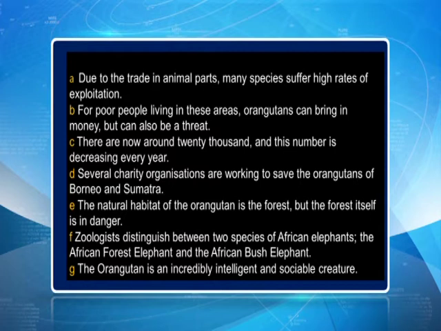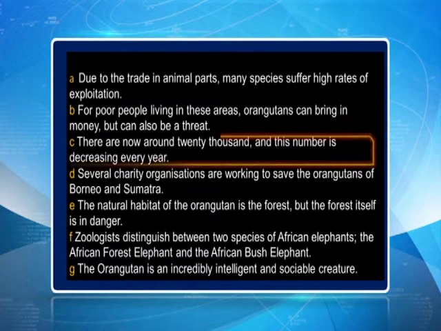Letter C, there are now around 20,000 and this number is decreasing every year. Remember, our paragraph gives some numbers and talks about the reasons why this number is decreasing. So this sentence could best be a topic sentence for our paragraph. And this is the right one. There are now around 20,000 and this number is decreasing every year. And the coming sentences will explain why this number is decreasing.